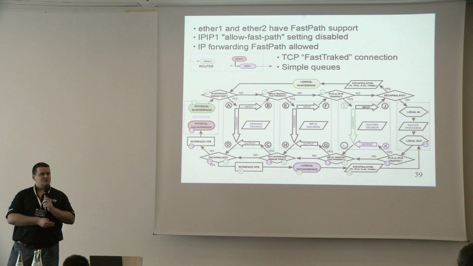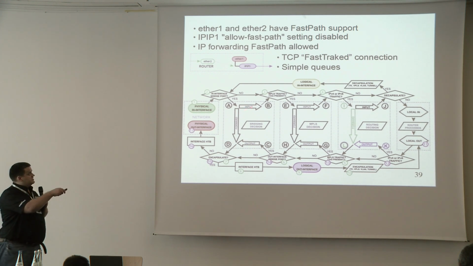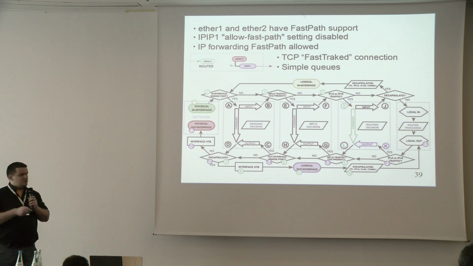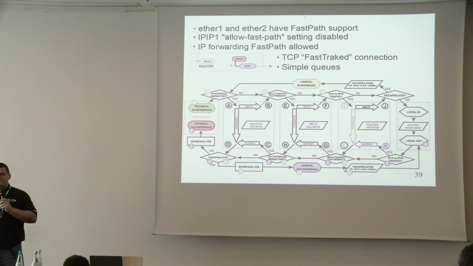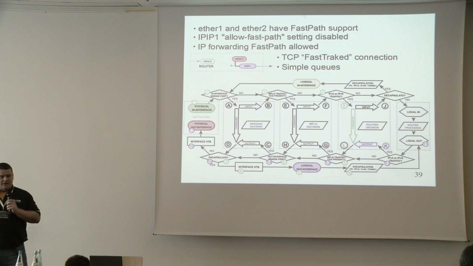But your simple queues will not see that traffic. Because this is a fast track connection, that means that this connection will skip all the RouterOS configurations. So it doesn't matter if you have simple queues or don't have simple queues. It will just go through, and simple queues will not be able to see that.